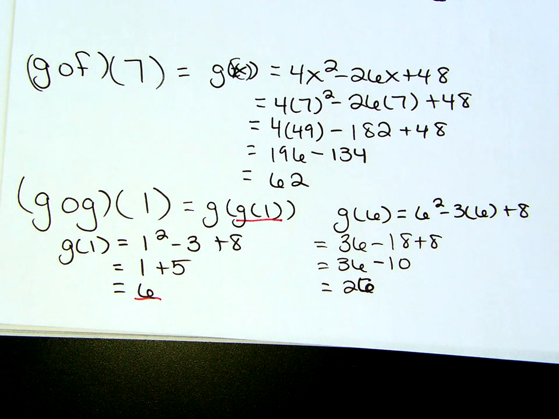Questions on any of those that we did? Either method, where we find the f of g of something and then we plug in the number, or where we plug in the number to get started with and then we plug in the answer that we get back in.